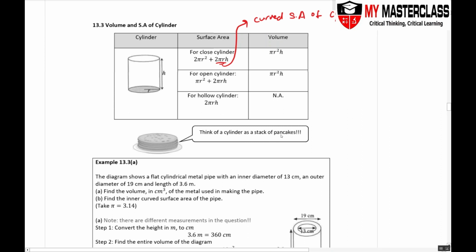You can think of a cylinder as a stack of pancakes, because you are stacking them, and all of these pancakes are exactly the same. Then you slowly add them up. That is what accounts for the height of the cylinder itself.